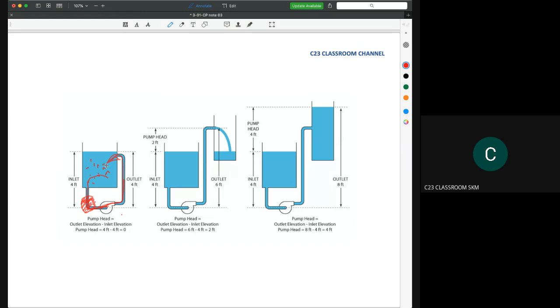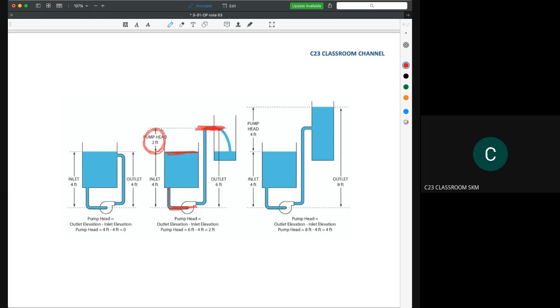Okay, and then for the second one, you could see here we have the inlet level here, and this is the outlet level. So the pump location is here, but we only calculate the head of the pump. The manometric head of the pump is actually from the inlet level to the outlet level. So here, we could say that the pump head is actually 2 feet.